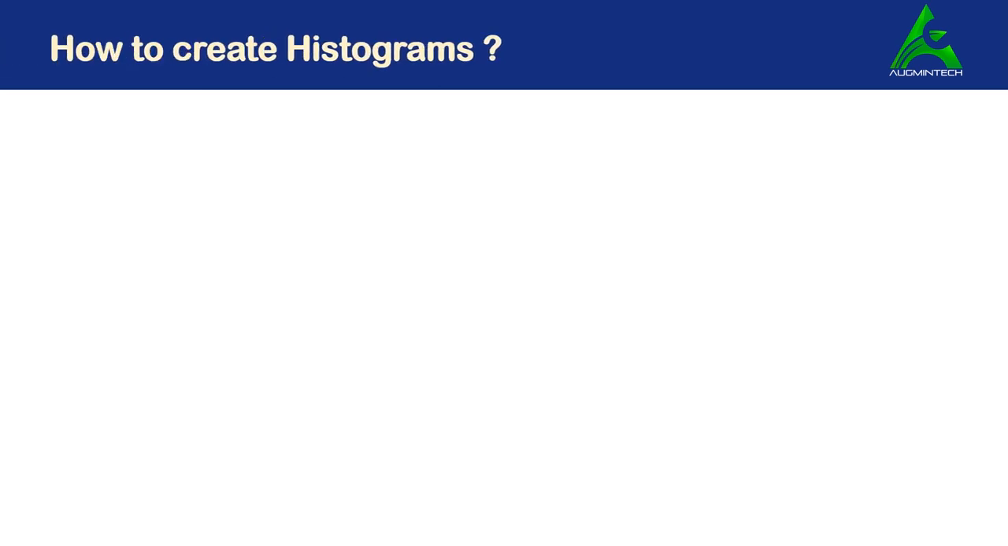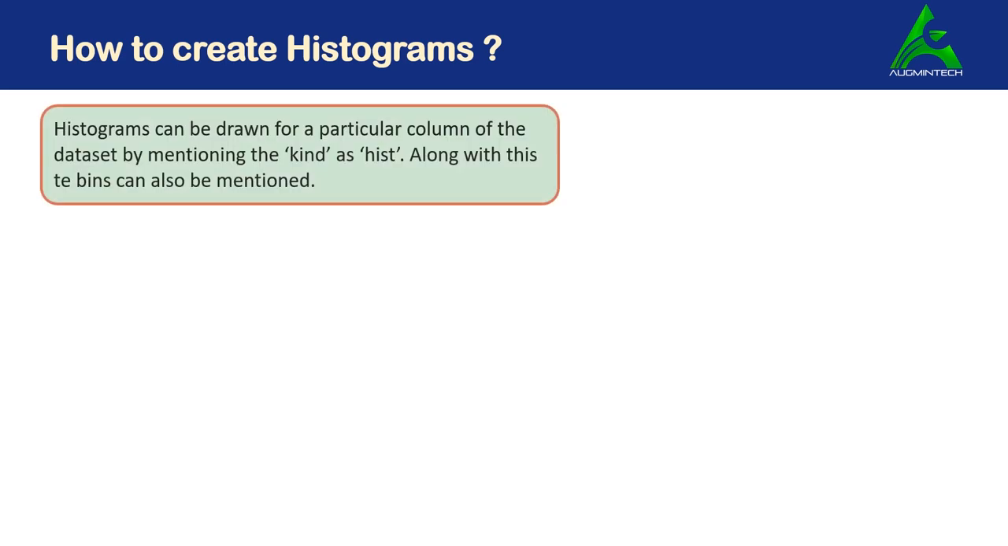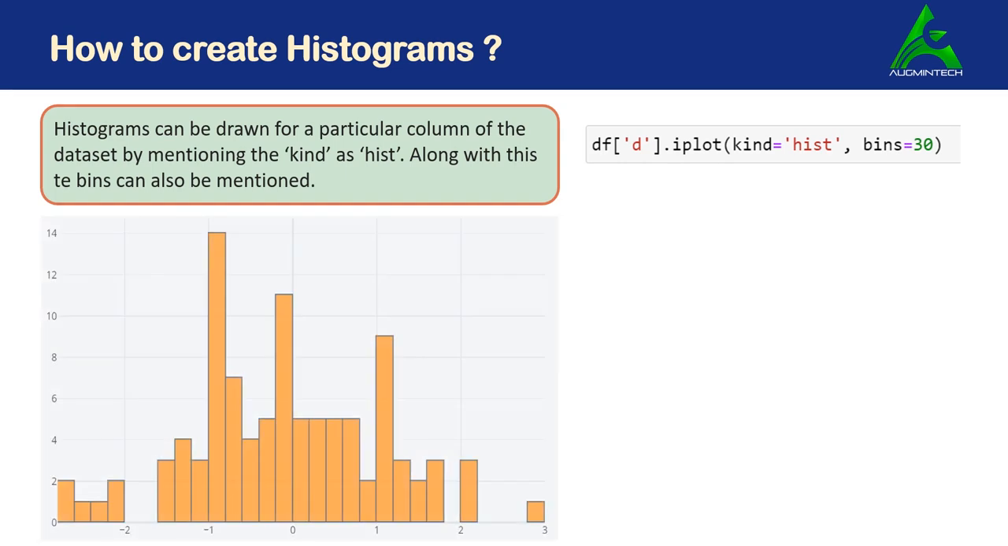Now let's see how to create histograms. Histograms are another very popular visualization to work with. Histograms can be drawn for a particular column of a data set by mentioning the kind as hist. Along with this, bins can also be mentioned. So you can just say data frame of column dot iplot kind equals hist, and then bins equals 30. There we go. This is how the output looks like. And you can also change the colors as well.